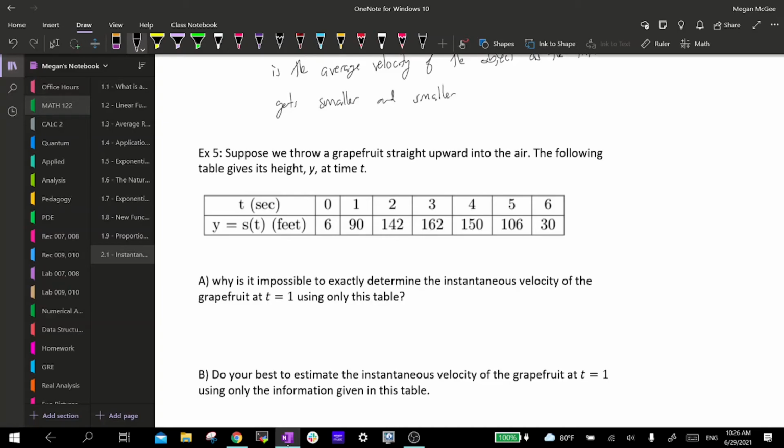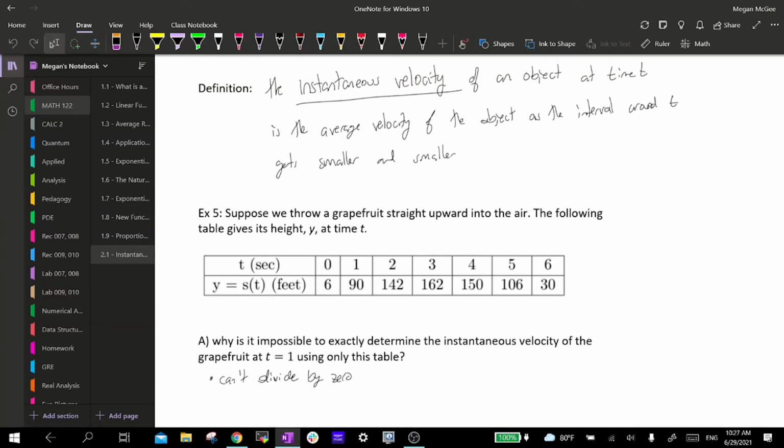And we learned earlier that we can't divide by 0. So that's the first problem. Can't divide by 0. So that's why we can't exactly determine it. Can we estimate it? Well, in our previous examples, we were looking at smaller and smaller intervals. Here, do we have a small enough interval in our table that we think we could come up with a good estimate for the instantaneous velocity? We don't really. So our second issue is no data close enough to t equal to 1 to give a good estimate.